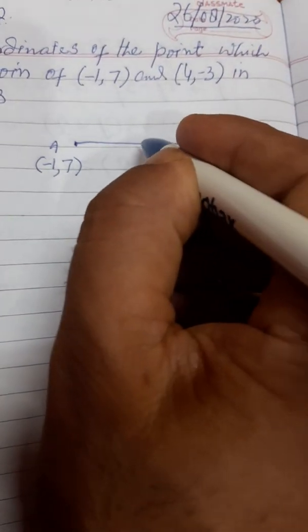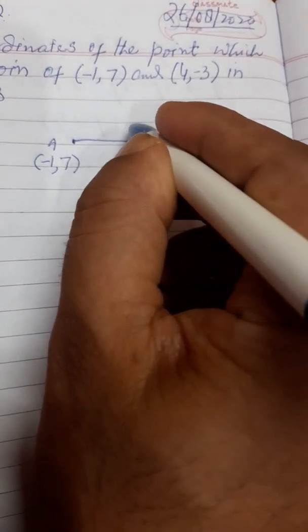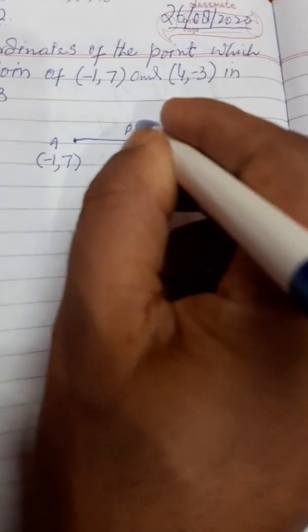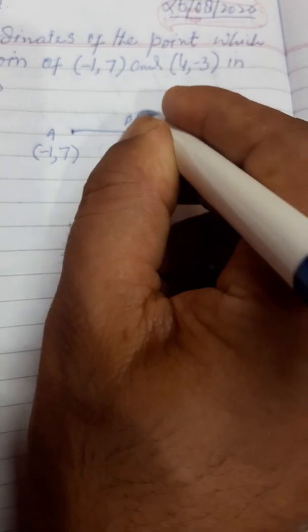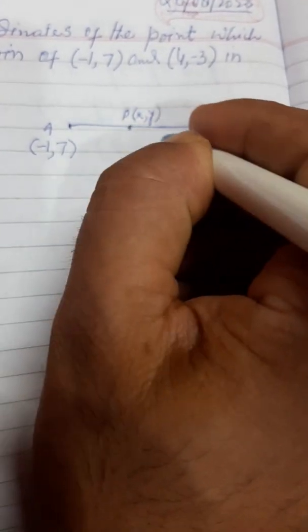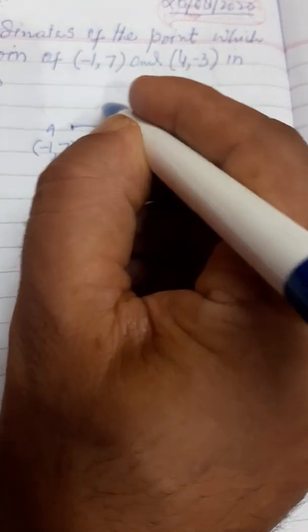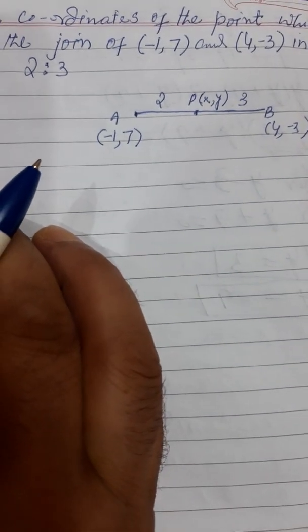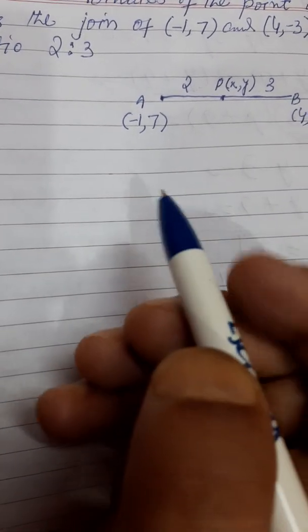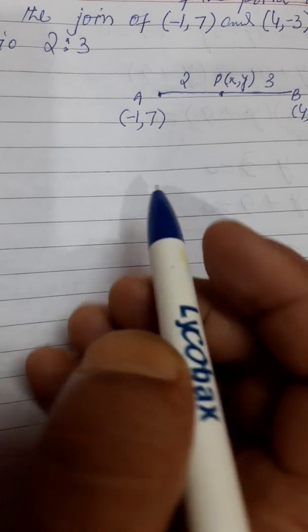So let here be a point which divides the line segment, and let's consider this point as the point P, and let this point have the coordinates x and y. This point P divides the line AB internally in the ratio that is given as 2:3. So 2:3 is the ratio which divides the line segment AB internally.